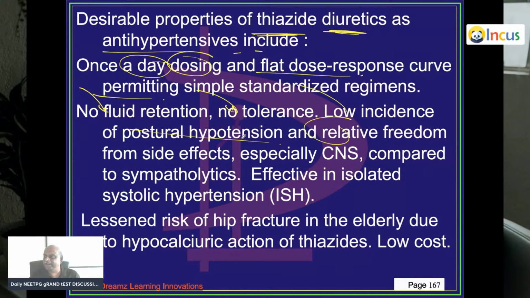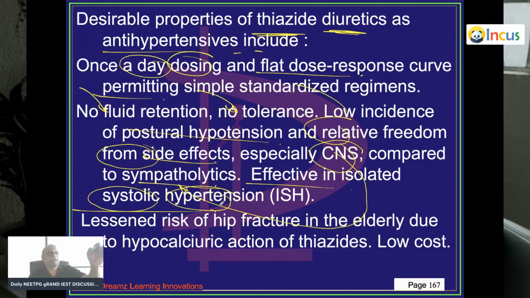Relative freedom from side effects, especially CNS, compared to beta blockers. Effective in isolated systolic hypertension. Favorite question: elderly man came with isolated systolic hypertension. What is the treatment of choice? Antihypertensive of choice: thiazide. That is the JNC criteria, Joint National Committee for Hypertension Management criteria.